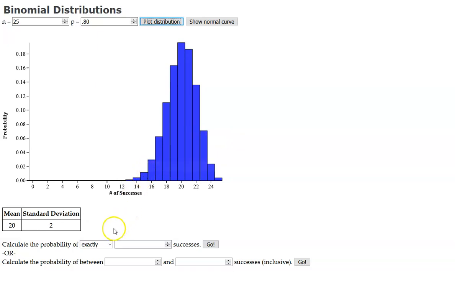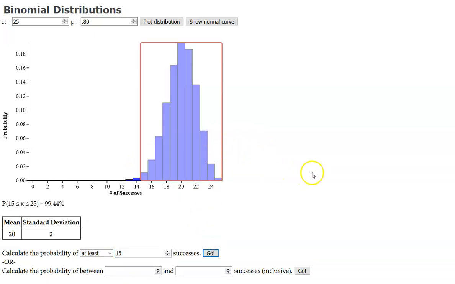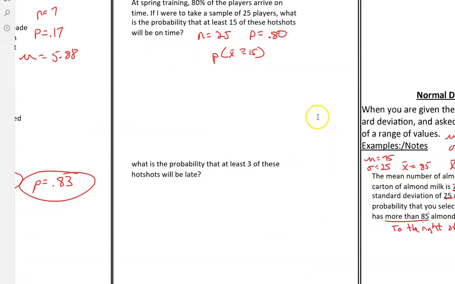But that's not what they asked. They said at least 15. So go down here, and one of your choices is at least 15. And it looks like most of the time it's like 20, 21. So there's a pretty good chance at least 15 are going to be on time, right? Because most of this distribution is above 15. So I expect a high number here, and that's what I get. 99.44% of the time, at least 15 are going to show up on time. All right, so the probability of at least 15 is 0.9944.